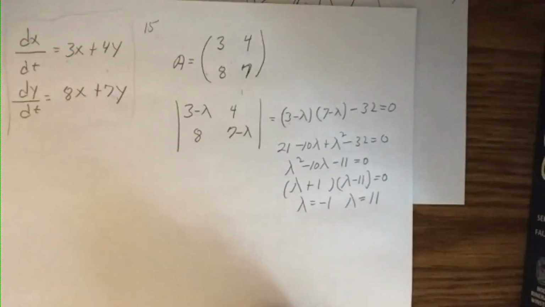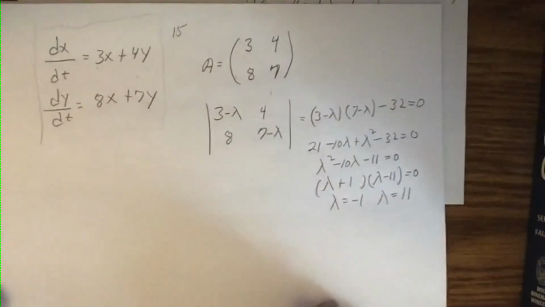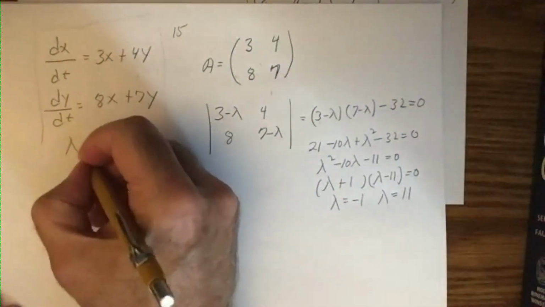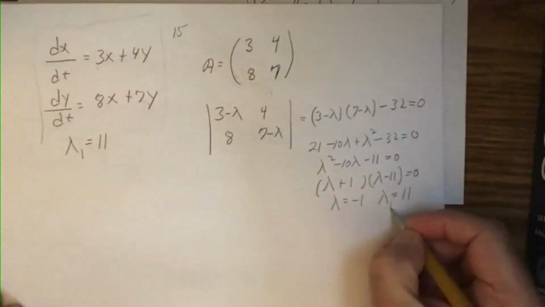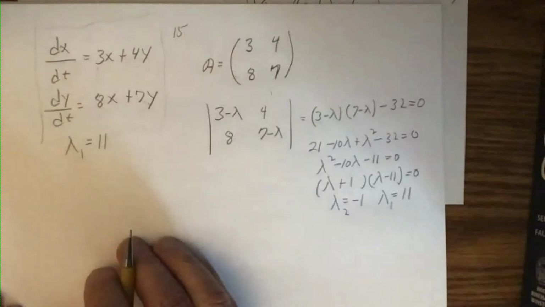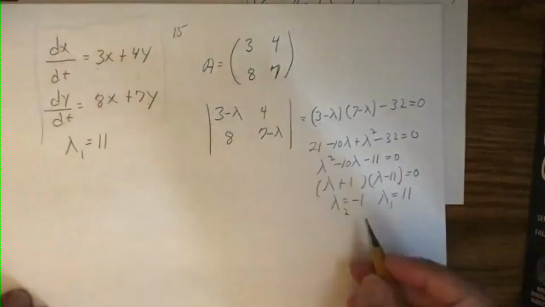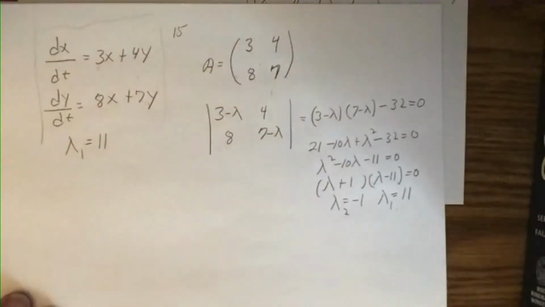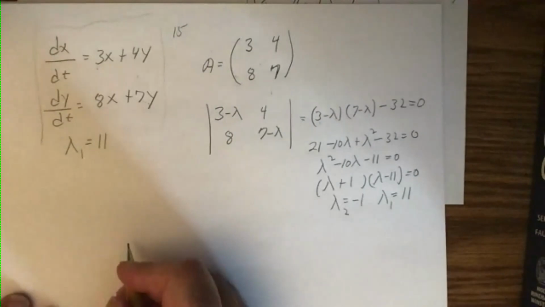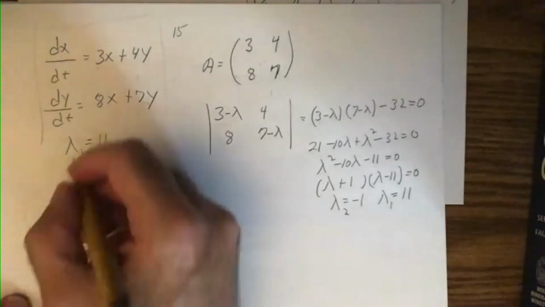Okay. All right. So I'm going to call lambda 1 11. I'll call this 1, call this 2, only because that's the way I have it in my notes. I could call this 1 and this 2. It doesn't matter. You just have to make sure that you associate the right vector. Okay. So now I'm going to find the eigenvectors.